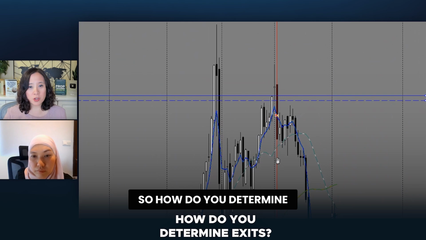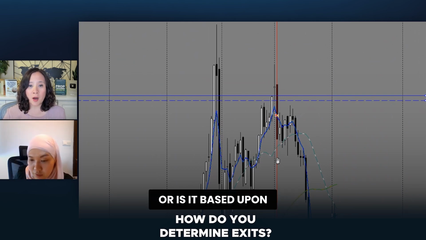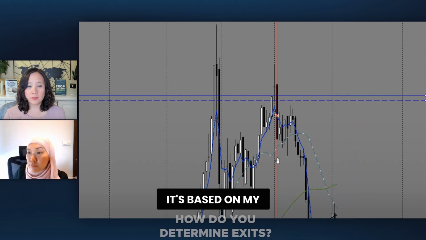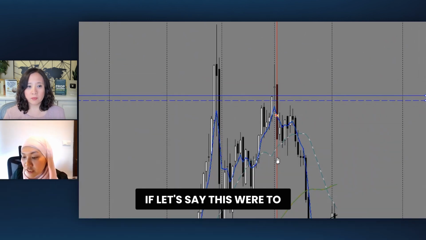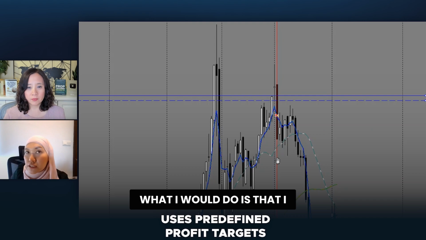So how do you determine your exits? Is it based upon your profit goal for the month, or is it based upon something else? It's based on my profit goal. So if let's say this were to happen prior to Pro-M stage, what I will do is that I will calculate how many pips I need per trade.